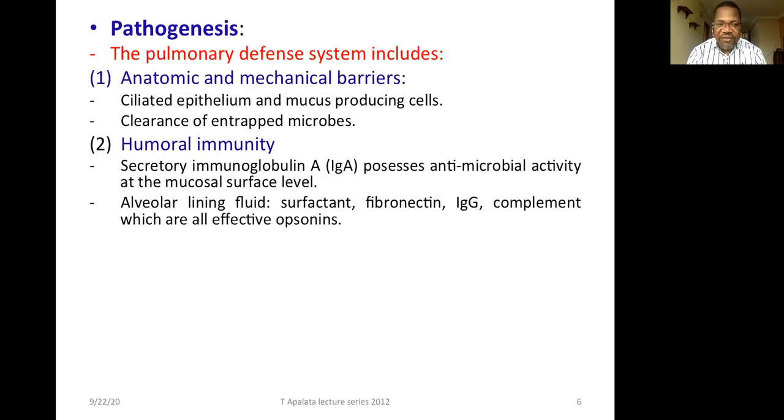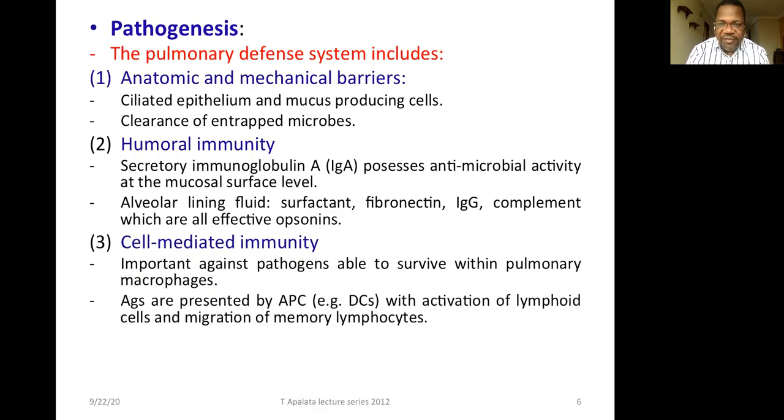We also have alveolar lining fluid like surfactant or fibronectin, IgG, and complement factors that we can find on the mucosal surface of the respiratory tract system. Then we also have cell-mediated immunity, and it's important against pathogens that are able to survive within the pulmonary macrophages.